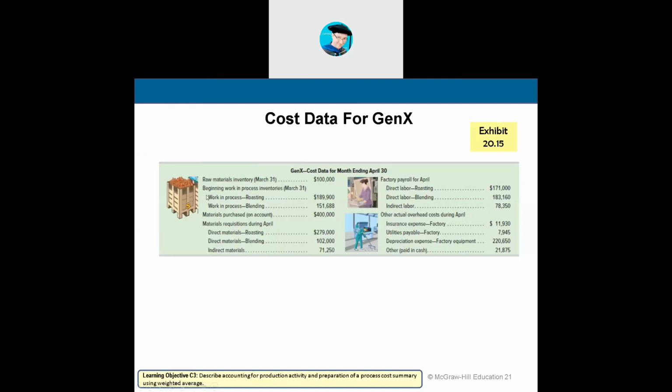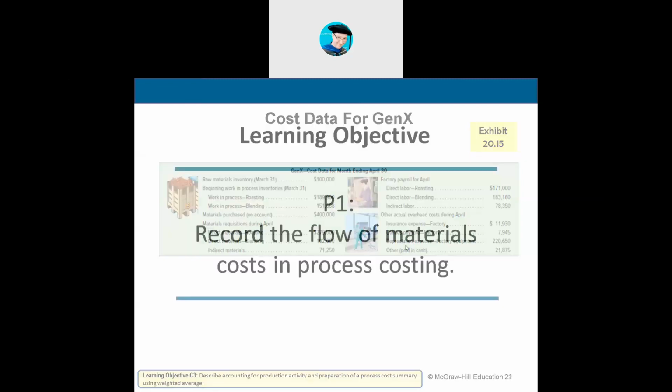Here's some additional cost data for our company. We have raw materials inventory of 100,000. We have beginning work in process inventory for our 2 departments, roasting department and blending department, plus purchases that we've made. And then we add in additional purchases or requisitions. We add in, of course, our direct labor and factory overhead. These are all of our costs.